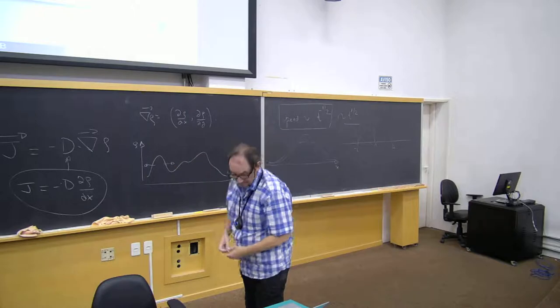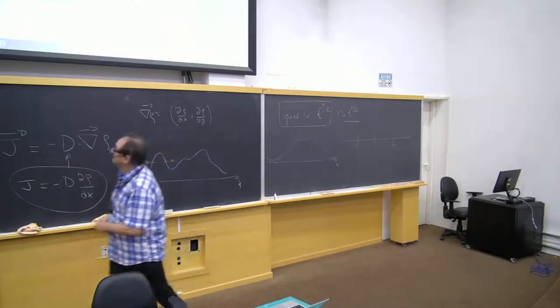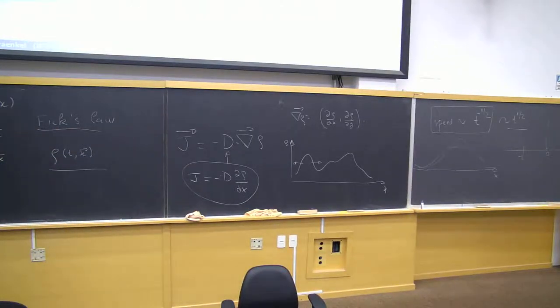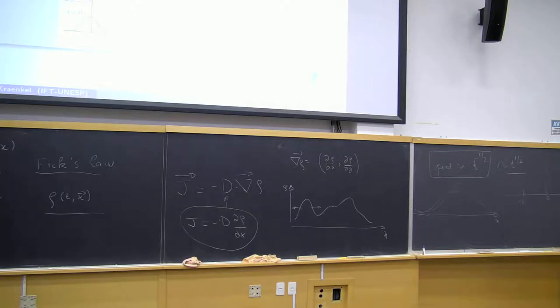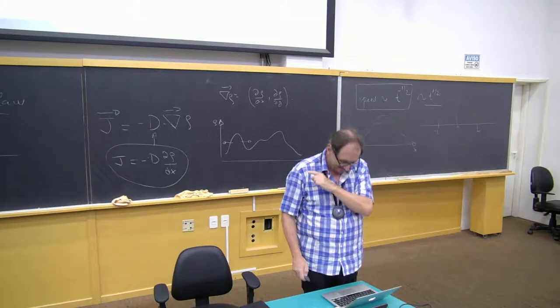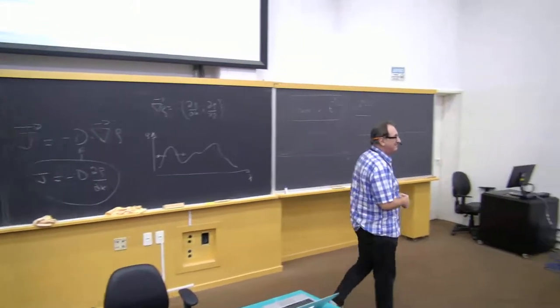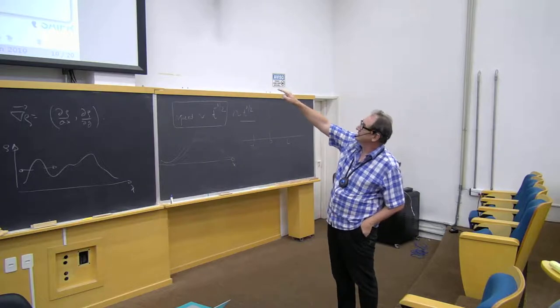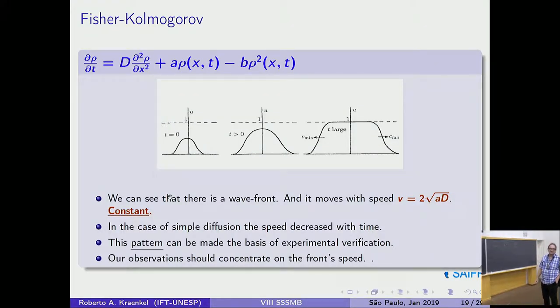But the point is, now I will have profiles like the ones drawn there, which move in this direction. So I can now look at the problem of what's the speed of this point here, which will be considered the invasion speed. This mimics a biological invasion. So that's the speed of the expansion of the population. Kolmogorov and others actually showed that this speed is constant. It's constant, and the speed is proportional to 2 times the square root of A times D. Right?